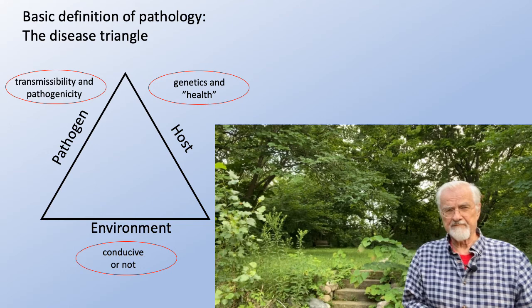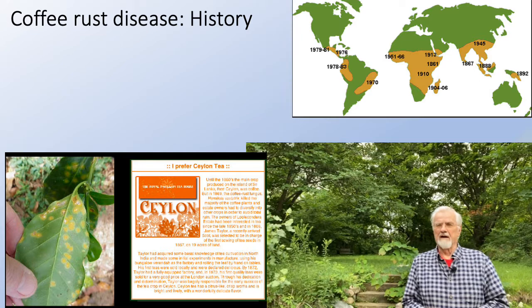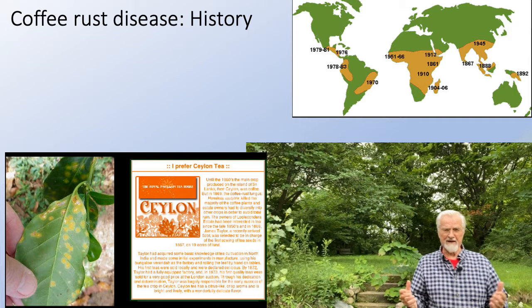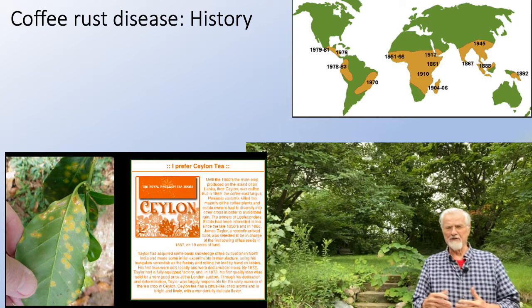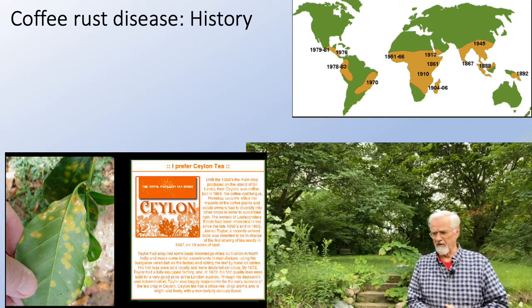I'm going to use the coffee leaf rust as kind of an example of the complications of a pathogen. The reason I'm using that is because I have personally been involved in doing research on the coffee rust disease in Mexico and Puerto Rico for the past 20 years. And so, well, I think I know quite a bit about it. At least I've been thinking about it for quite a long time. Let me begin with a little bit of the history.